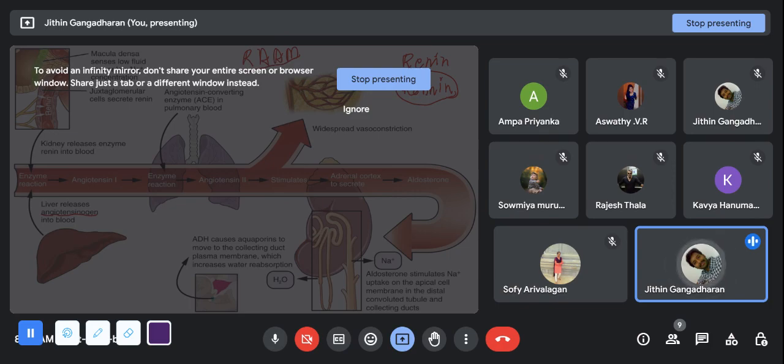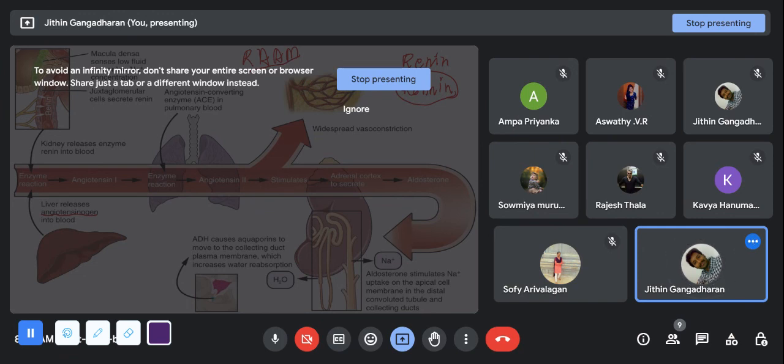When the angiotensin is activated, it leads to vasoconstriction and it stimulates the adrenal cortex to release aldosterone. When aldosterone is released, it stimulates sodium uptake from the convoluted tubules and the collecting ducts. The antidiuretic hormone will also act here and increase water reabsorption. Thus, blood pressure is increased. This is known as the renin angiotensin aldosterone mechanism.